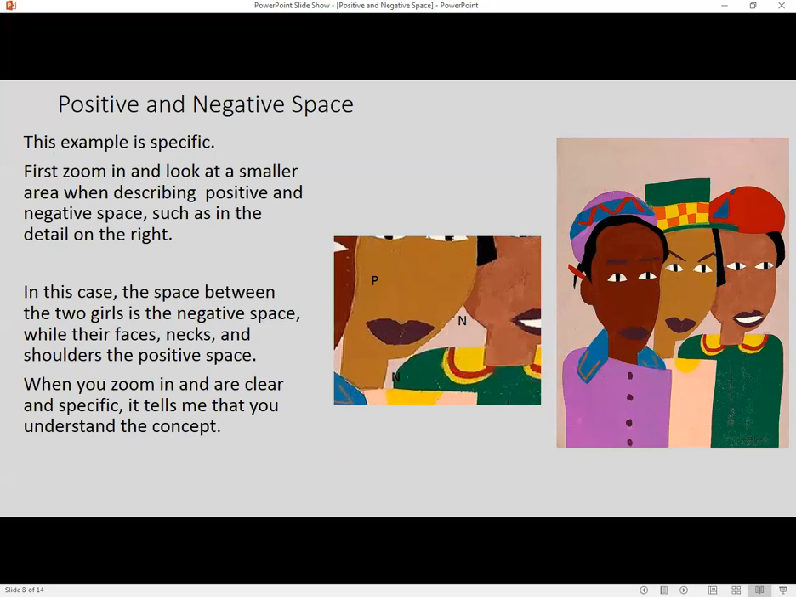Now let's say you were copying this drawing and you wanted to get it exactly right. When you're drawing these three girls, if you look at the shape of that negative space between them, it's a very clear and very specific shape. So if you're able to draw that shape, it helps you more readily be able to draw the figures that are adjacent to that negative space. It helps you draw the positive space better.